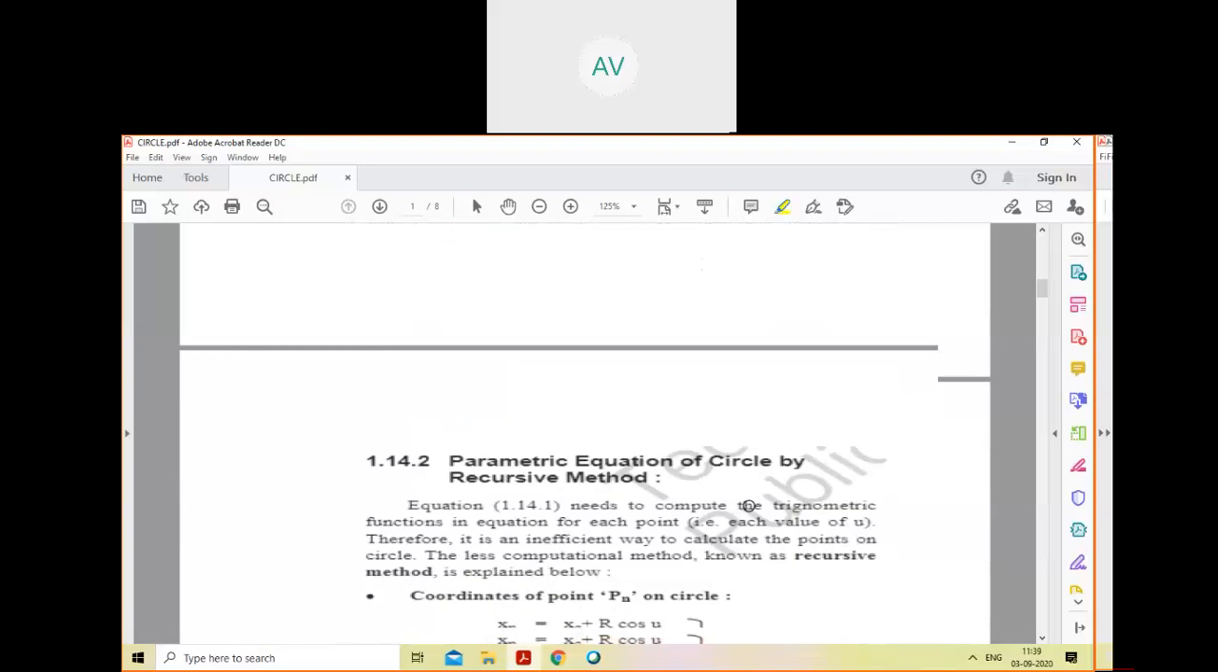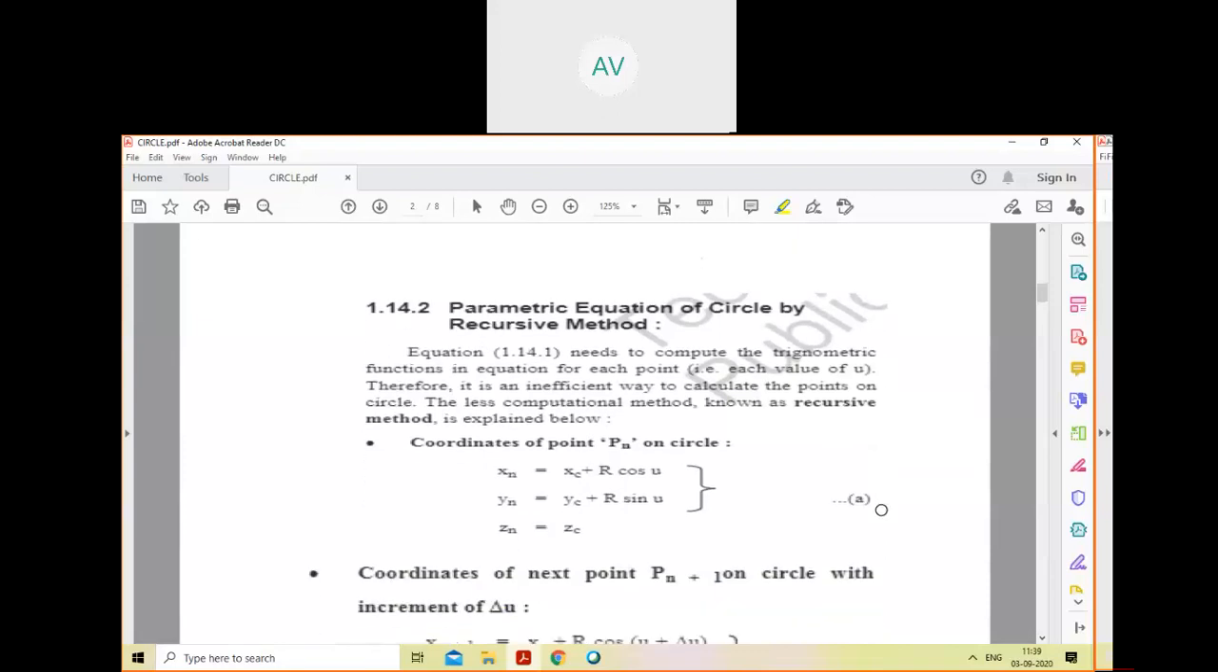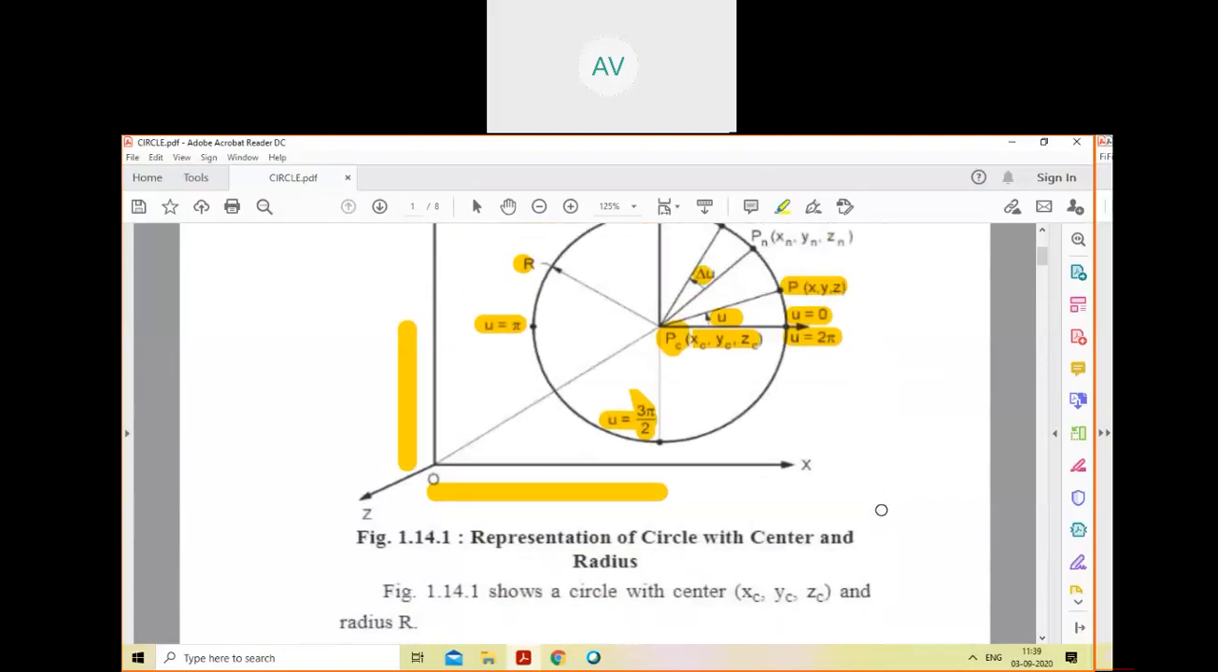Okay, so we will find the parametric equation of the circle by the recursive method. This is very simple. For this point P, we have written x equal to xc plus r cos u and y equal to yc plus r sin u.